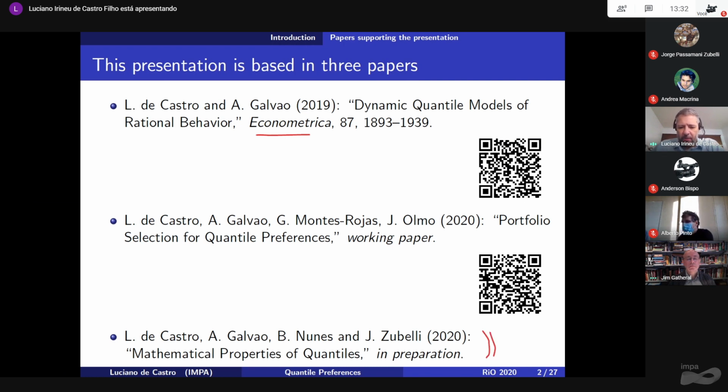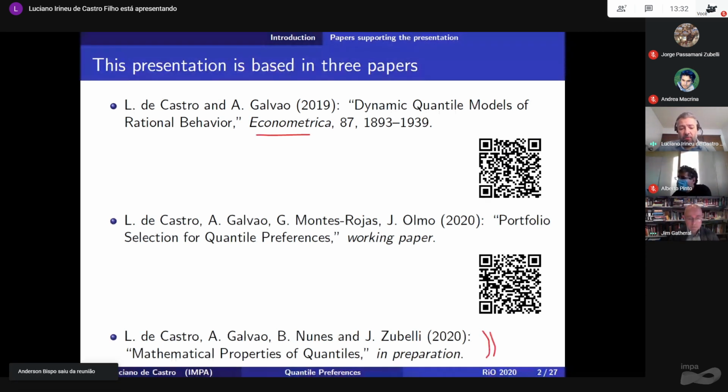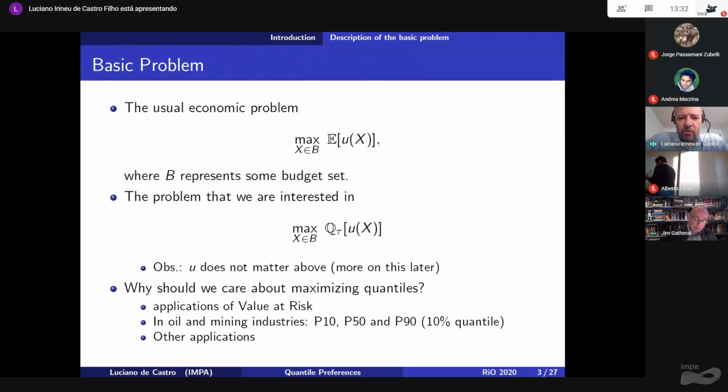The working paper is still not available for circulation, and maybe the title will change, but the idea is to present some properties of quantiles that may be used by people working in quantiles. Especially, doing this work in quantiles, we found the necessity of proving some properties that we didn't find in the literature, and this is the idea of this paper. I'm going to present some results there as well. But before, let me try to illustrate what the basic problem is that you're looking at.